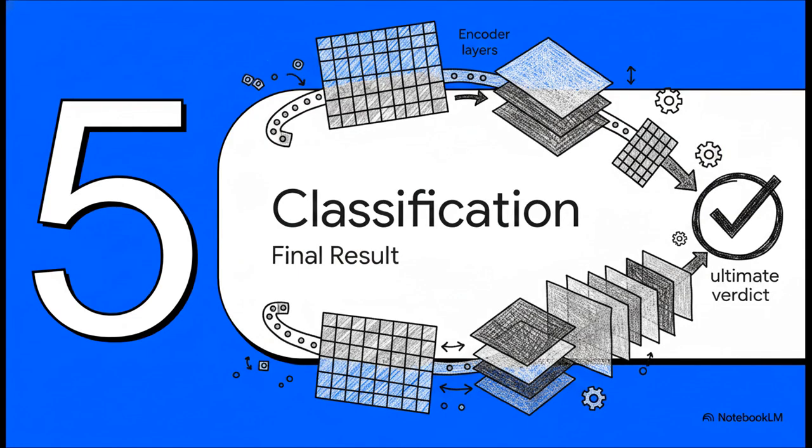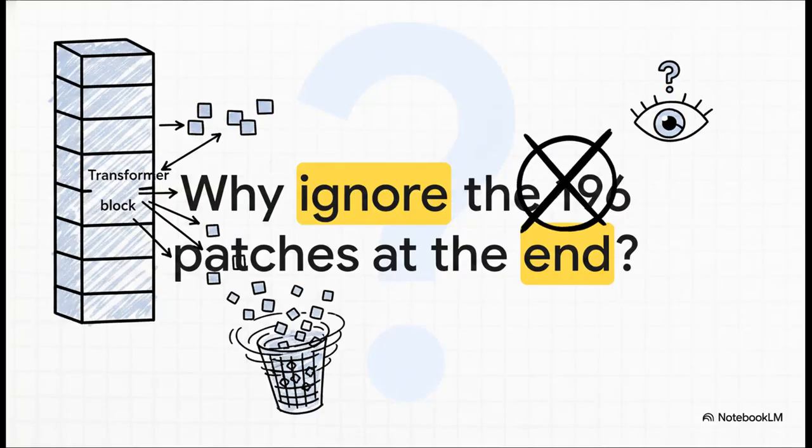Finally, step 5, classification and final result. We've reached the very end of the assembly line where the ultimate verdict is generated. The matrix has passed through all the layers. But right here, we hit a structural twist that honestly confuses a lot of people. When all the processing is done and the data exits the transformer block, we literally completely ignore the 196 image patches. Why on earth would we do that? We just spent all this time and computational power enriching them, so why throw them in the trash?